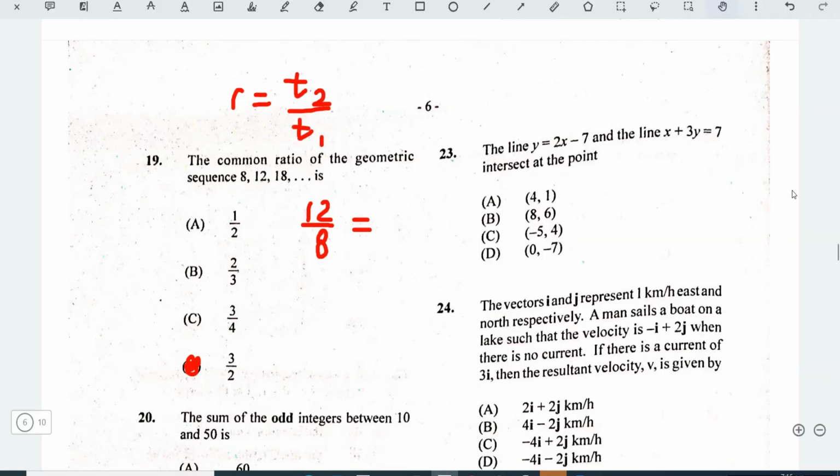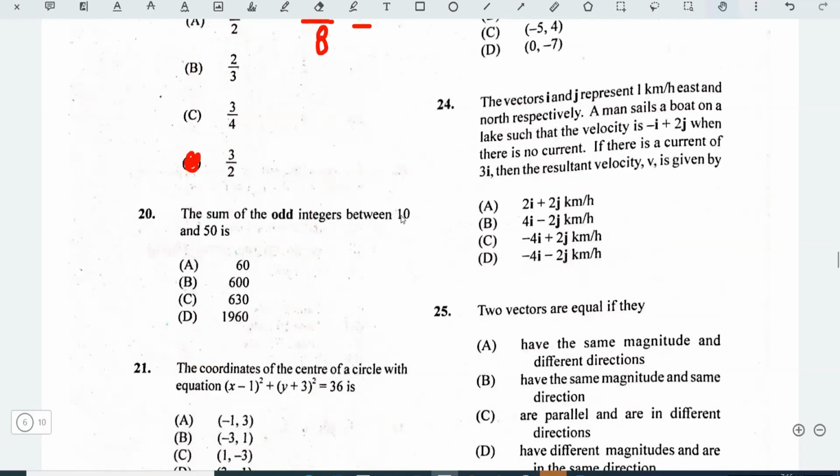Nice. Now it tells us that the sum of the odd integers between 10 and 50 is, so you want to add up all the odd numbers between 10 and 50. So what you can do is write it out. All of the odd numbers between 10 and 50 is 11 plus 13 plus 15 plus 17 plus 19 plus 21 plus, and you can continue all the way up to 49. That's how you find the sum of all the odd numbers. Now you can actually just put it in the calculator, or you can do this.